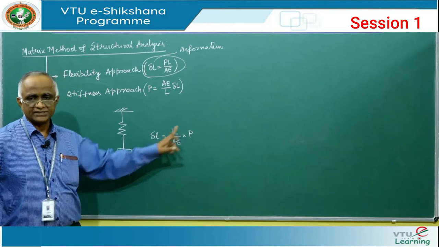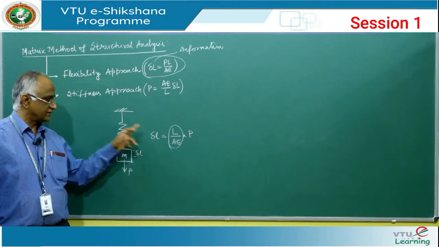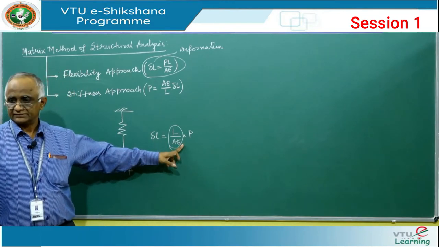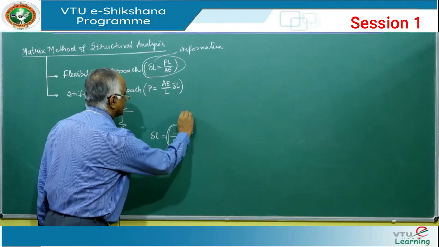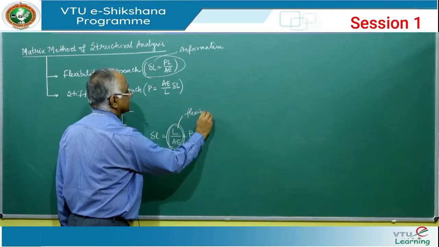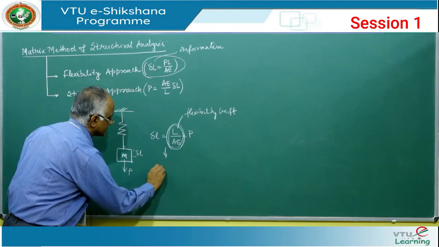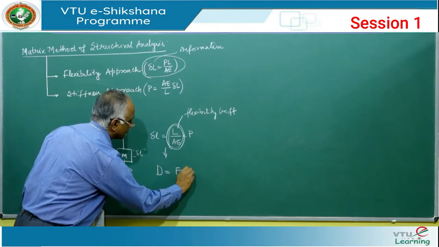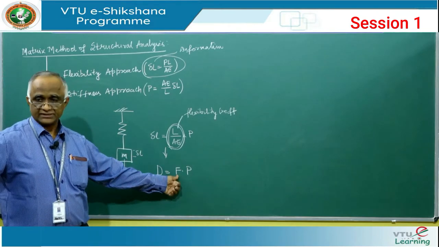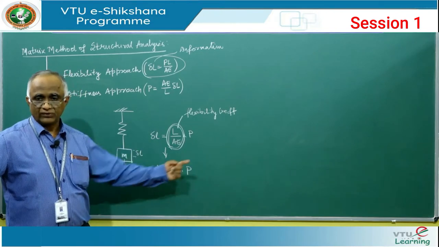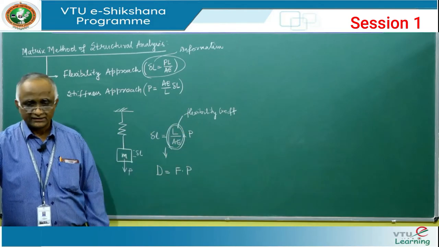These two are related, deformation and force. They are related by the property of the spring: the length of the spring, the area of cross section, and the Young's modulus of elasticity, so that you can get the force. This particular term we call flexibility, the flexibility coefficient. In a general format, we can put this equation as D is equal to capital F into P, where D is the deformation unknown, F is the flexibility value, and P is the force. If it is only 1 degree of freedom, you will get only 1 equation. If you have a number of degrees of freedom, that many equations you will get.